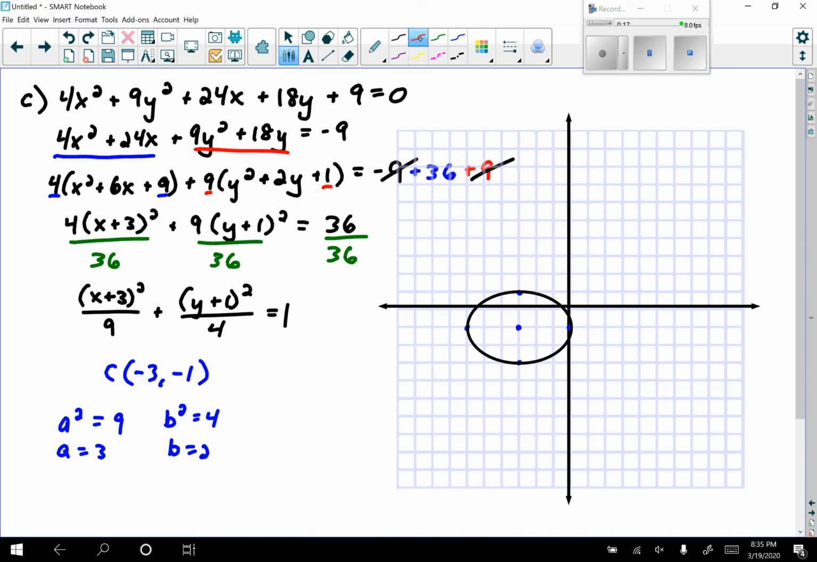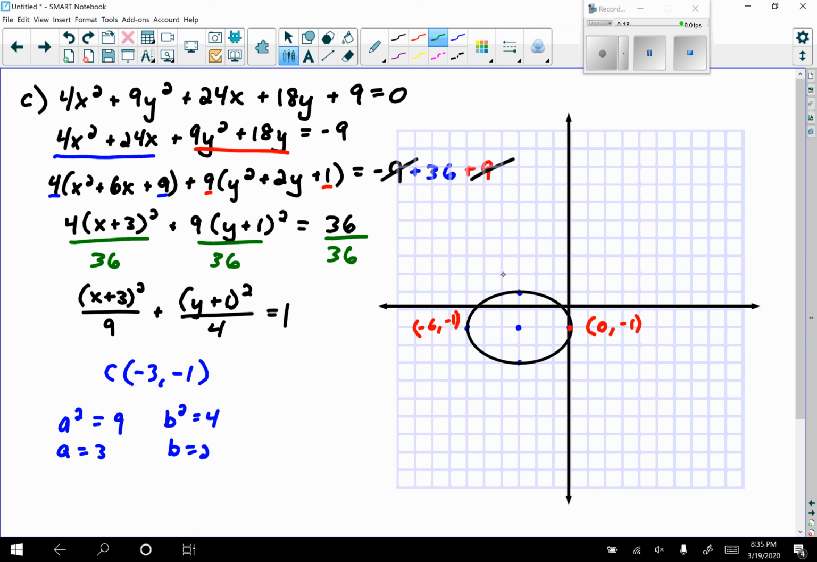To write our vertices, our major axis runs horizontally, so our y value is going to stay the same. I'm going to take this negative 3 and add 3 to it, so this becomes 0, negative 1. Over here, we're still going to have a negative 1. I'm going to take the negative 3 and subtract 3, so we get negative 6, negative 1.